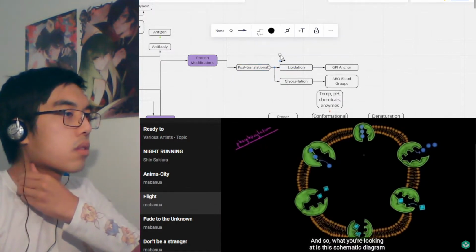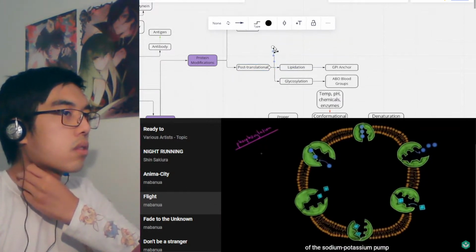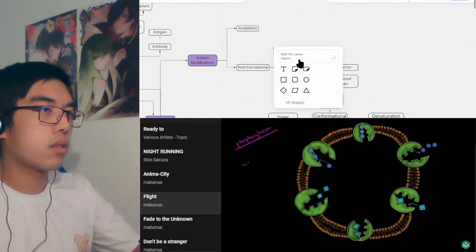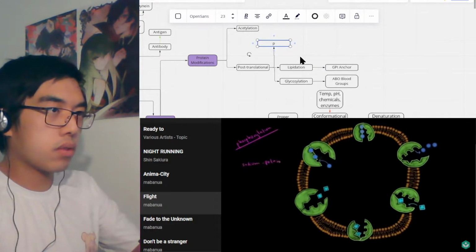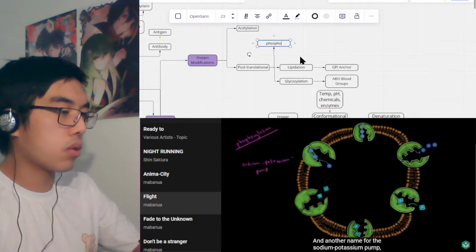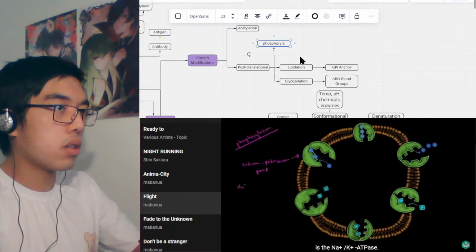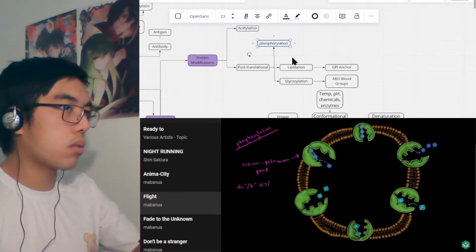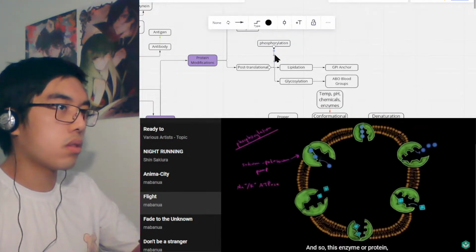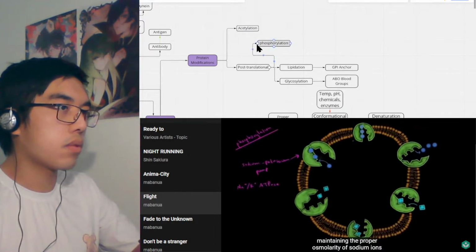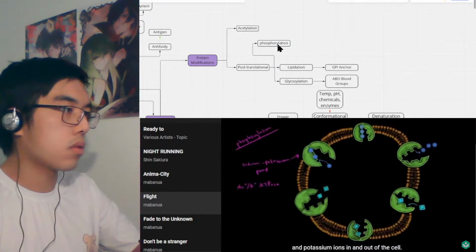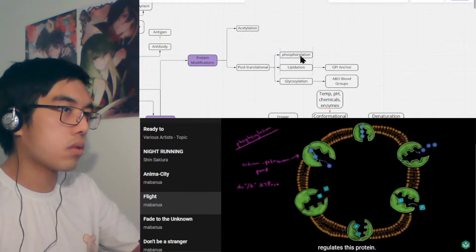What you're looking at is this schematic diagram of the sodium-potassium pump that's found in basically every animal cell. Another name for the sodium-potassium pump, which is the enzyme that you're looking at, is the Na-K ATPase. This enzyme is responsible for maintaining the proper osmolarity of sodium ions and potassium ions in and out of the cell. So let's see how phosphorylation regulates this protein.